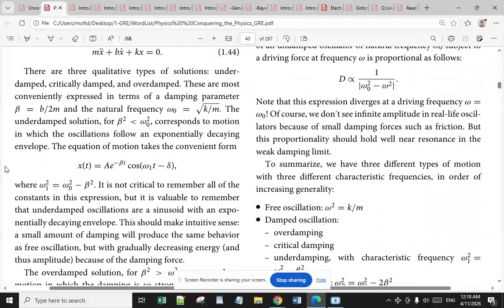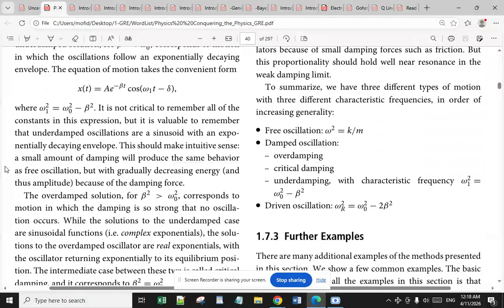To summarize, we have three different types of motion with three different characteristic frequencies, in order of increasing generality. The first is free oscillation: omega 0 squared is equal to k divided by m. The next is damped oscillation: overdamping, critical damping, underdamping, with characteristic frequency omega 1 squared equal to omega 0 squared minus beta squared. Driven oscillation: omega r squared is equal to omega 0 squared minus 2 beta squared.